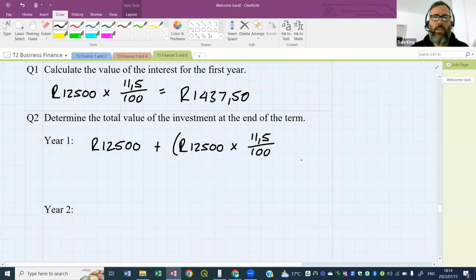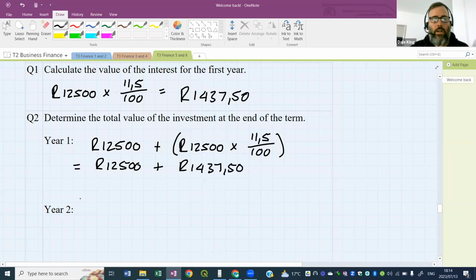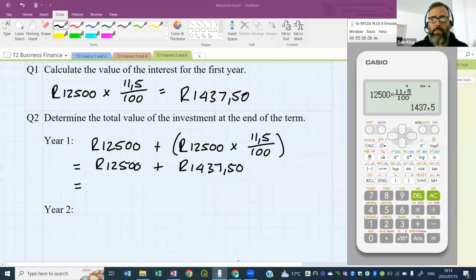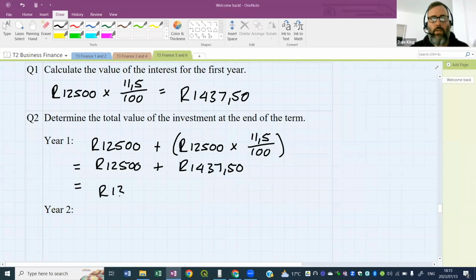All right, so that's our interest calculation. So this is 12,500 plus the interest, and this should give us a final value, the balance of 13,937.50. So at the end of the year, with the interest added on, this is our new balance.